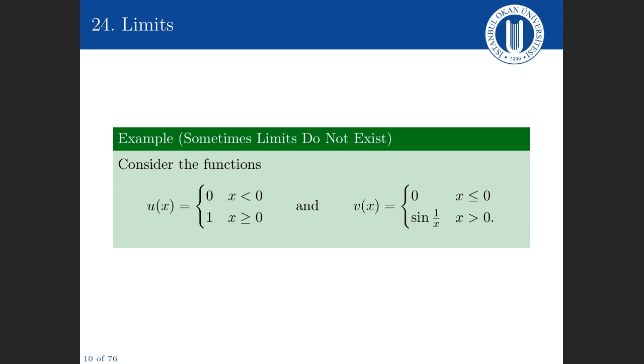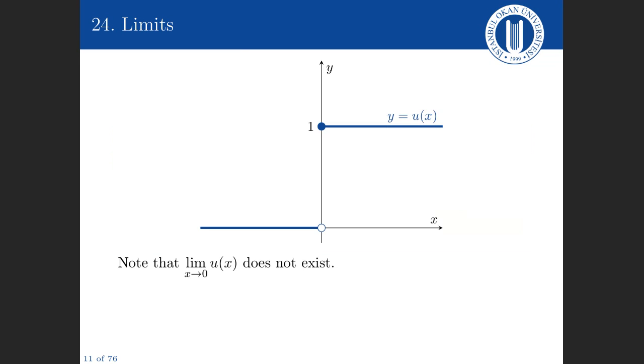Sometimes functions do not have limits. I'm going to show you two functions, function u and function v. Function u is equal to 0 for negative x and equal to 1 for non-negative x. Sorry, function v is equal to 0 for non-positive x and equal to sine 1 over x for positive x. First, let's look at u.